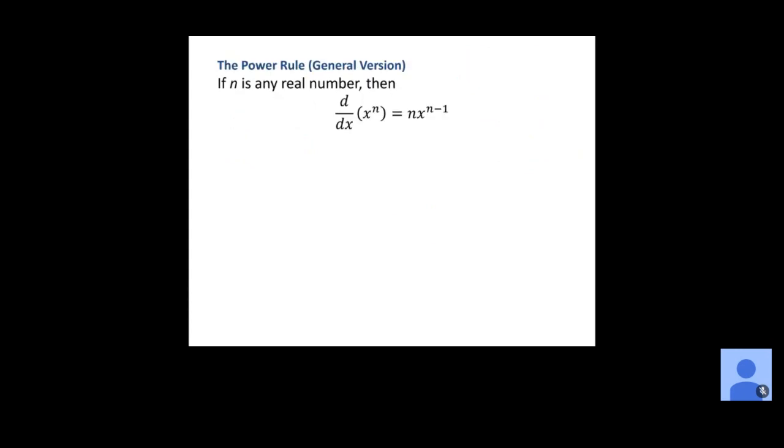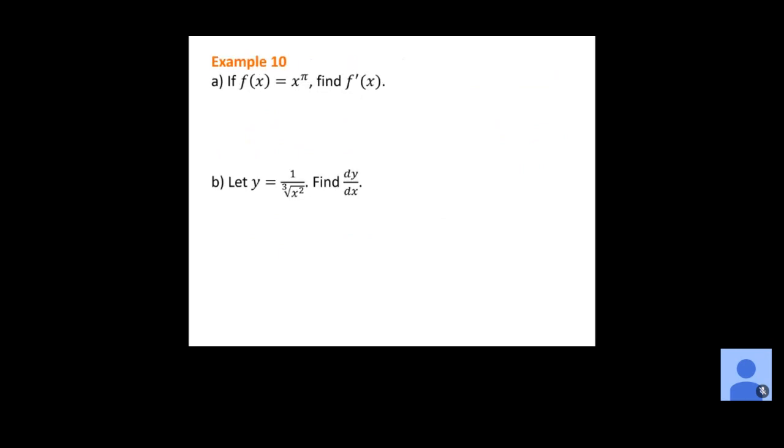All right. So the general version of our power rule: if n is any real number and we have x to the n, we can actually use our power rule. Okay, so it doesn't matter what that number is, as long as it's a real number, can't do it with imaginary exponents, then we can use power rule here to find the derivative. All right, so let's take a look at this one. Okay, we're given here that f of x is x to the pi power. We want to find f prime of x. Well, pi is a real number. We can use our power rule. So what's that going to look like if we take the derivative this time?